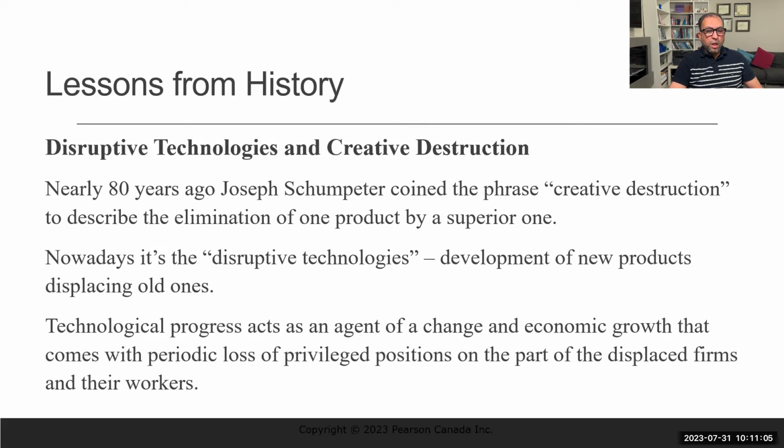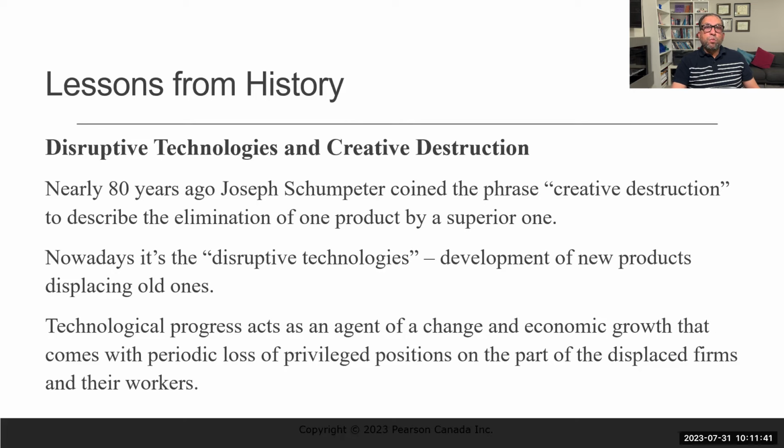So what is the lesson from history? Disruptive technologies and creative destruction. These are the two terms coined in this perspective of monopoly. Nearly 80 years ago, Joseph Schumpeter coined the phrase creative destruction to describe the elimination of one product by a superior one. Nowadays, it is called disruptive technologies. Development of a new product displaces old ones. So technological progress acts as an agent of change and economic growth that comes with a periodic loss of privileged positions on the part of displaced firms and their workers.